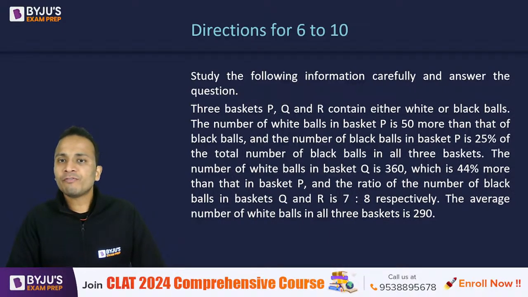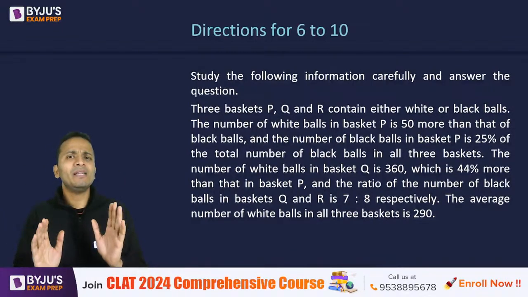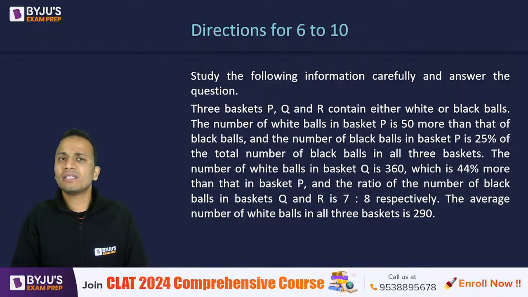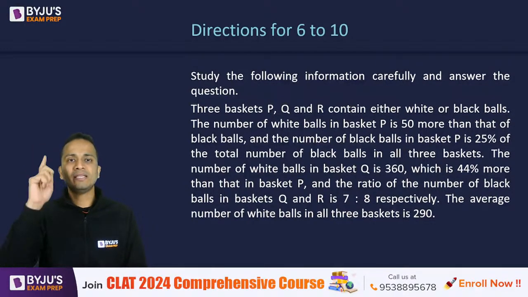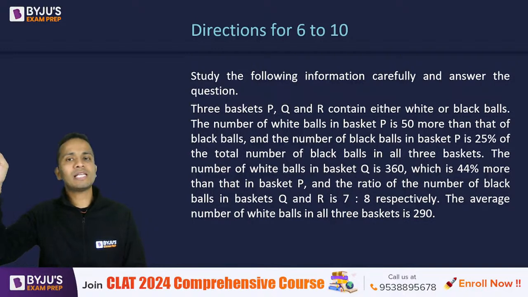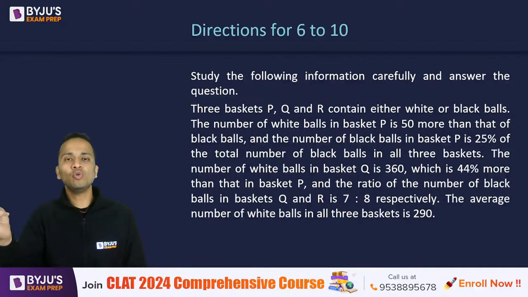Study the following information carefully and answer the question. 3 baskets P, Q, R contain either white or black balls. Now using the first line, I'm clear in my mind how I'll make the table. 3 baskets P, Q and R, and then 2 columns, white balls and black balls. So there will be a total of 6 cells, 3 baskets and 2 colors.